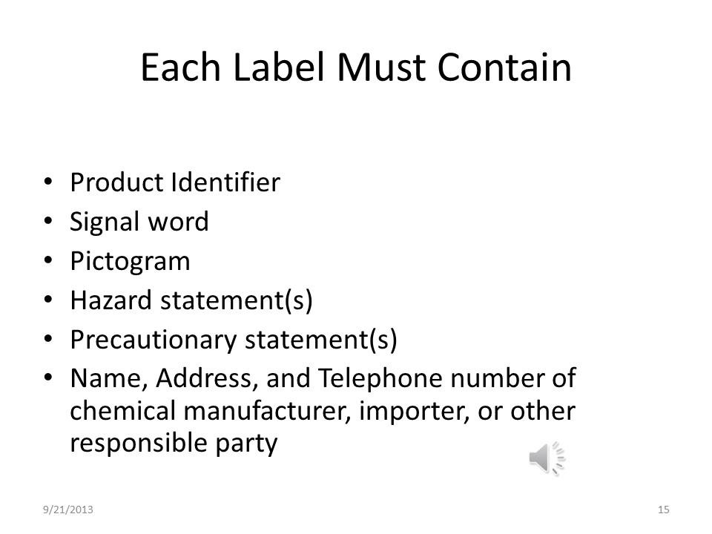Each label must contain several key items: a product identifier, a signal word, pictogram, a hazard statement or statements, a precautionary statement or statements, and full contact information of the chemical manufacturer, importer, and responsible party. And notice that last one, the contact information. It must be the name, address, and telephone number of the chemical manufacturer.